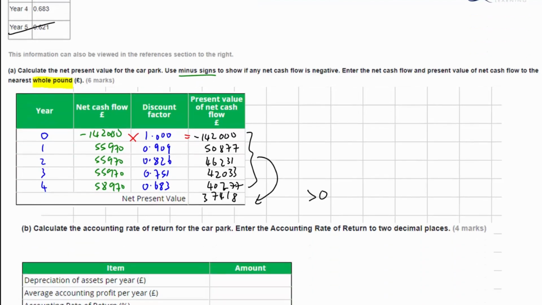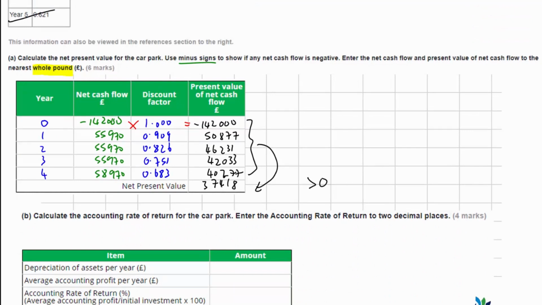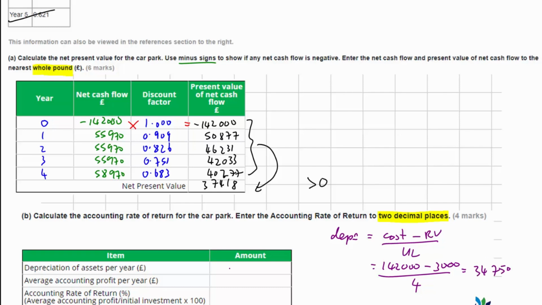Right, moving on to part B, it's asking then to calculate the accounting rate of return for the car park. Again, notice in this case, 2 decimal places. So the way that the question's been constructed is giving us a bit of guidance. So we can try, first of all, to work out the depreciation of the assets. So remember, our depreciation expense is going to be our cost minus the residual value divided by the useful life. So our cost is the 142,000, but we can sell it for 3,000 at the end of the 4 years. So that gives us an annual depreciation of 34,750.